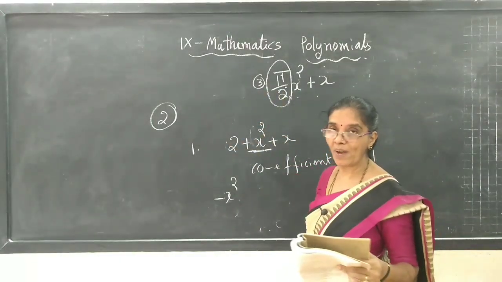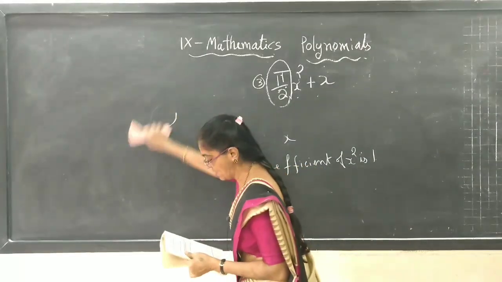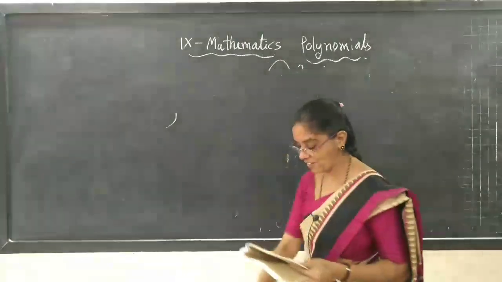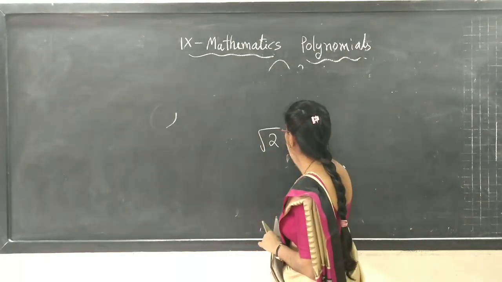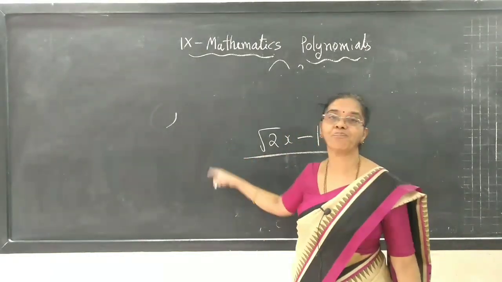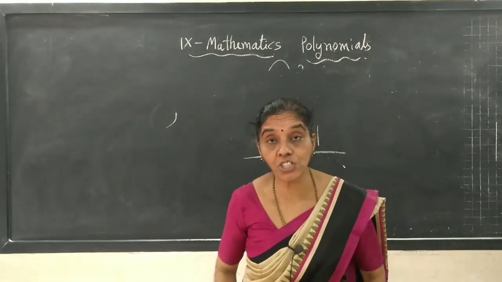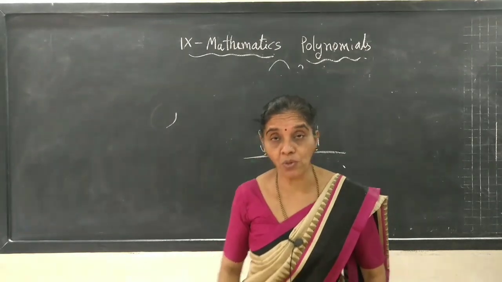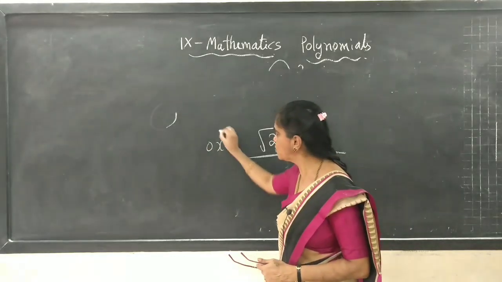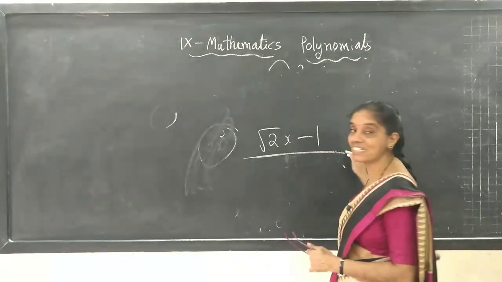And lastly, fourth one, square root 2 into x minus 1. Which number is there along with the x square? You have to see x square, right? Now, do we have x square here? No. What does it mean? If x square is multiplied by 0, then it becomes 0. We won't write x square. So, only this much part is left.